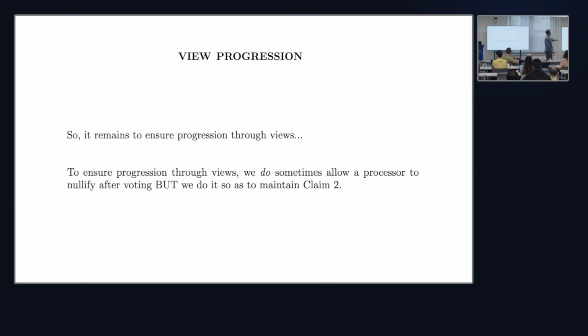So to ensure progression through views, we are going to sometimes allow processes to nullify after voting, but we're going to do it so as to maintain claim 2. If you remember, claim 2 was that LQC precludes nullification. Part of the argument was that you don't nullify and vote; you do one or the other. But now we're going to drop that. We're going to say sometimes after you've voted, we'll allow you to nullify, but only in such a way that claim 2 will still hold. It won't harm our claim 2.